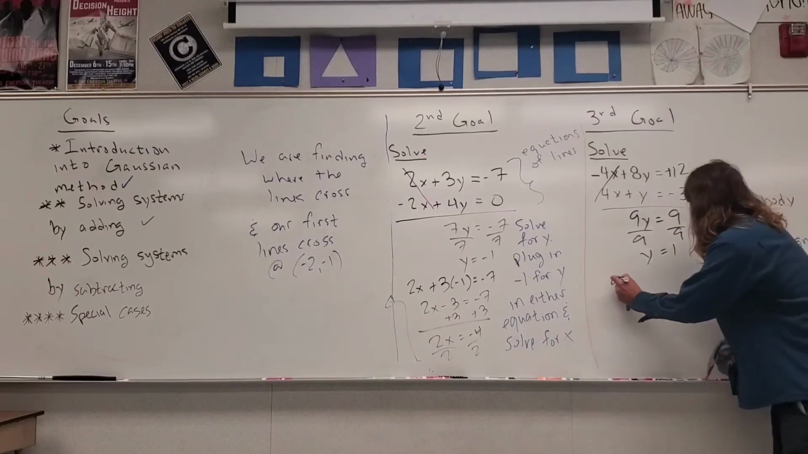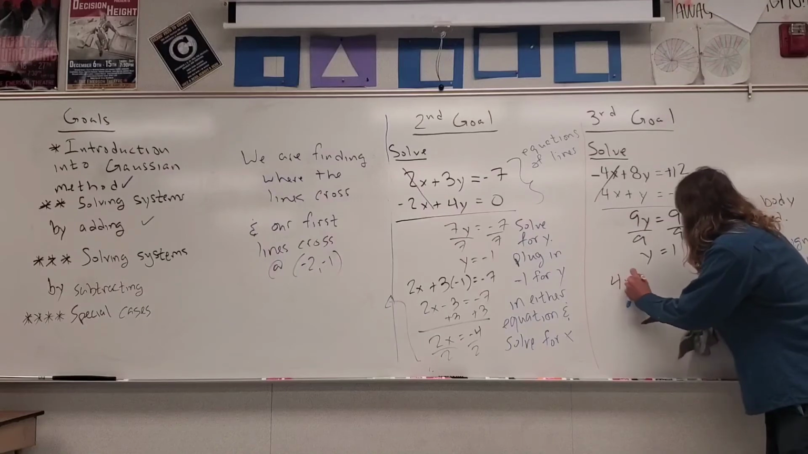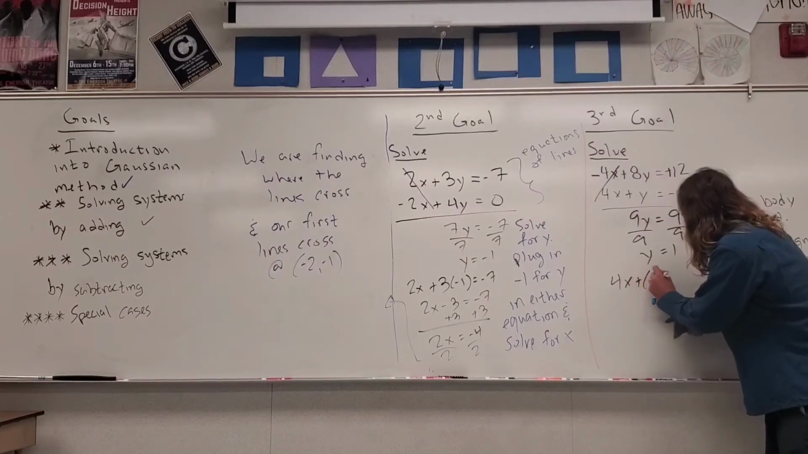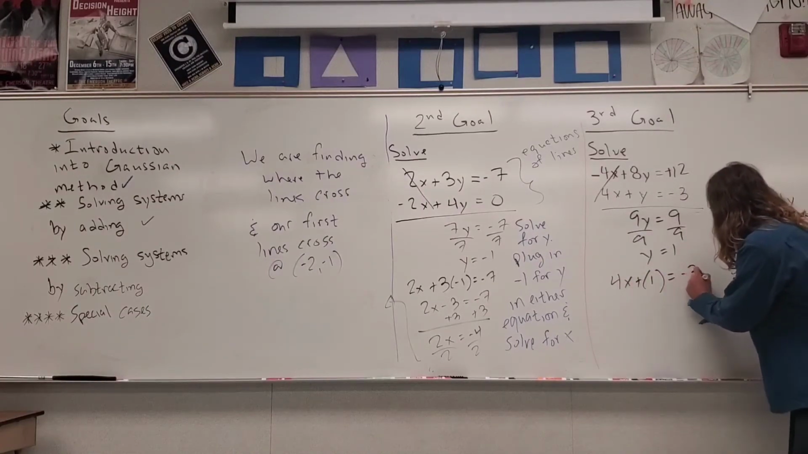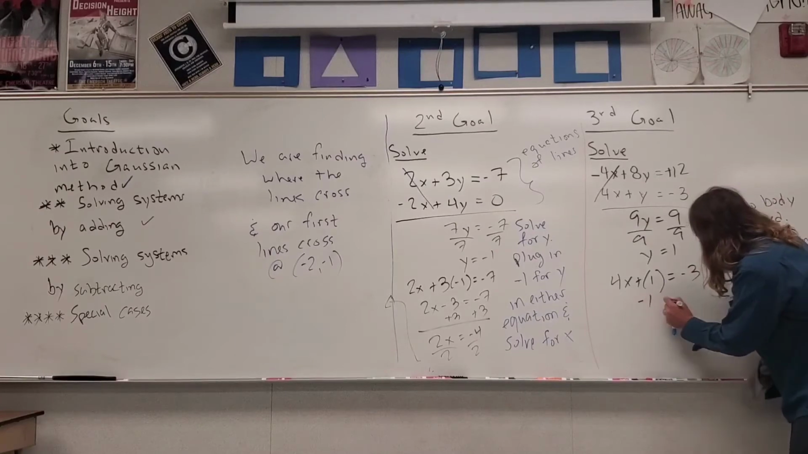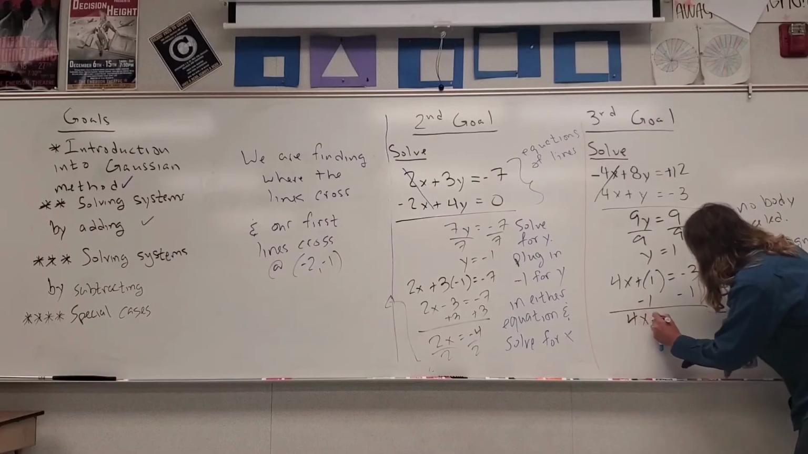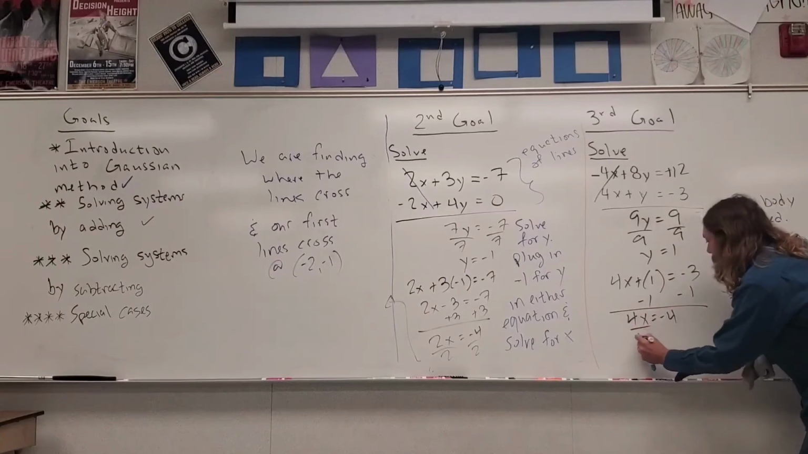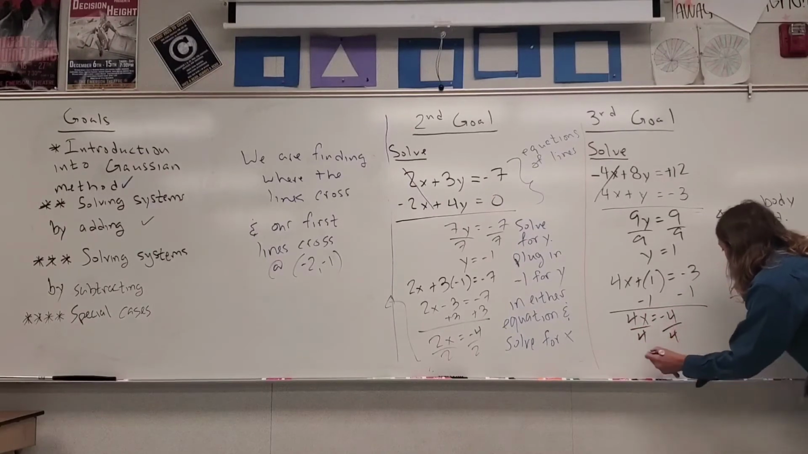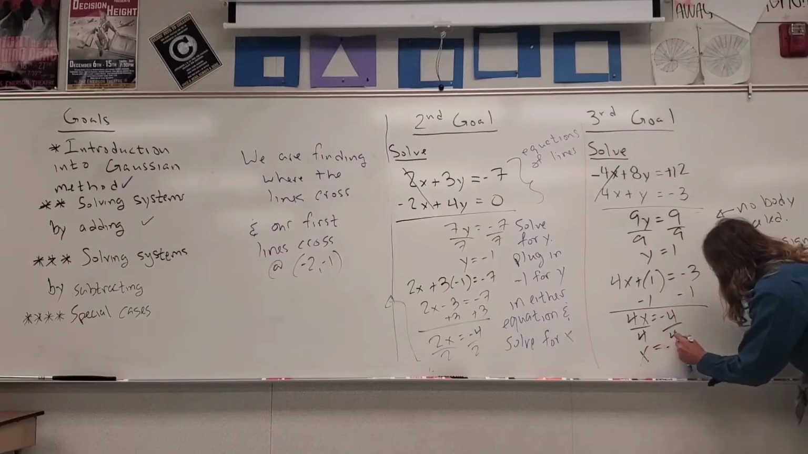So now I get 4x plus 1, and that's equal to -3. I'm going to subtract the 1 to both sides. I get 4x equals -4. Divide out the 4, and here I get x equals -1.